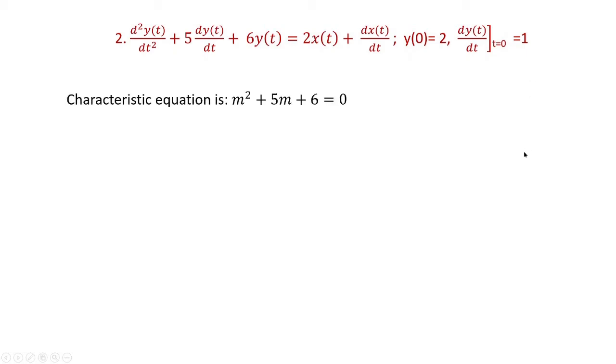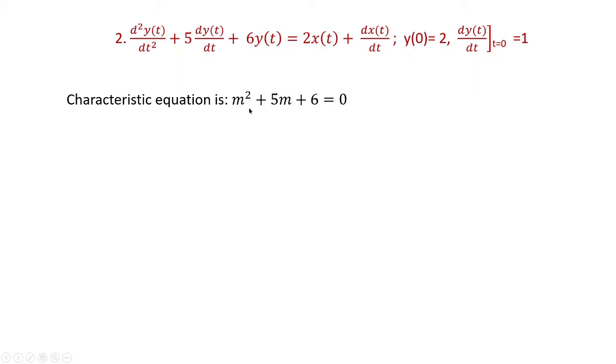To get the characteristic equation, make all the input terms 0. That is, on the right hand side what we have x of t and d by dt of x of t, make them equal to 0. So we have the right hand side equal to 0, and on the left hand side replace y of t by 1, d by dt of y of t by m and d square by dt square of y of t by m square.